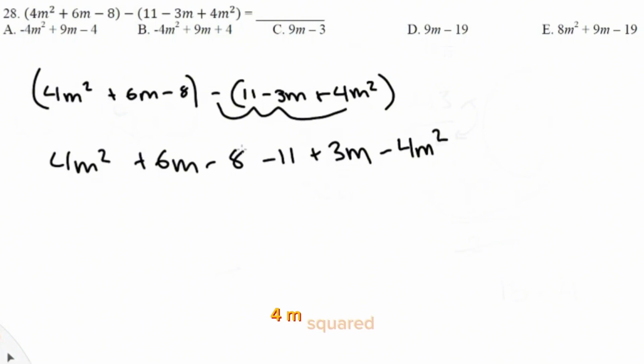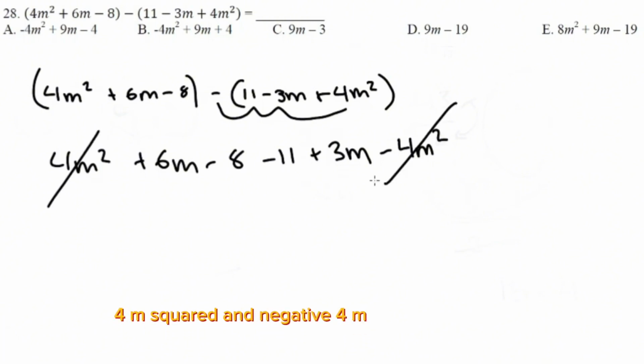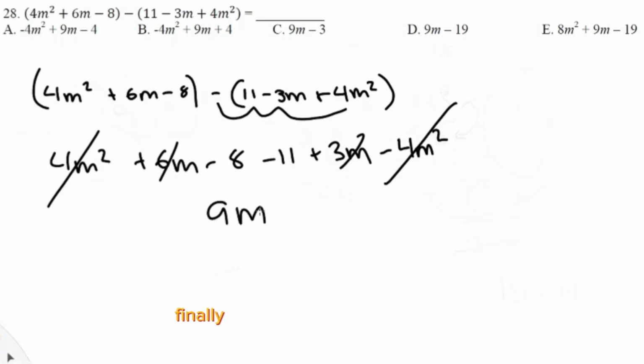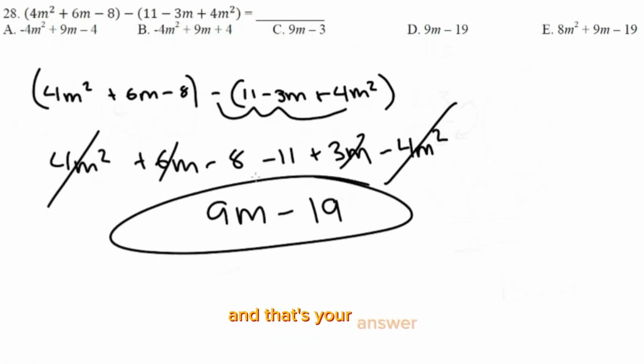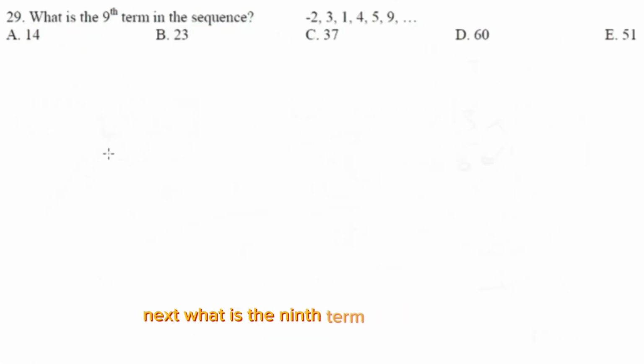So first up, 4m squared. 4m squared and negative 4m squared cancel out. Next, we have 6m plus 3m, that is 9m. Finally, you have negative 8 minus 11, that is negative 19. And that's your answer. Next, what is the ninth term in the sequence?